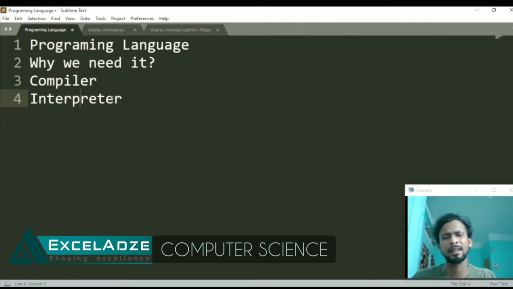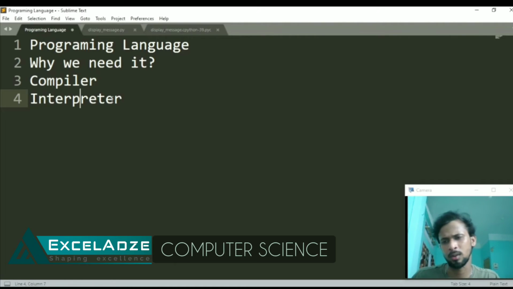Don't worry, the compiler and interpreter are similar things. Both always convert your high level language to low level language, but there is a small difference in how they work. The final output is the same, the low level language from the high level language. Compiler does what? It takes the whole code, the whole instruction, and converts all the instructions to low level instructions at a time.